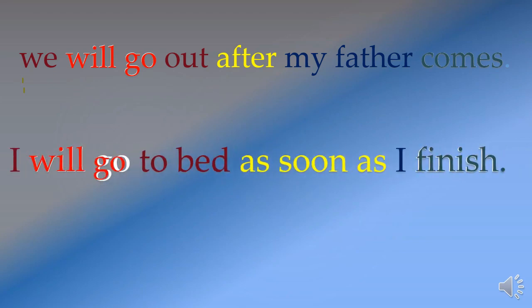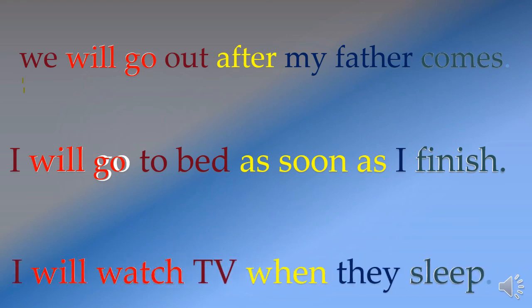We will go out after my father comes. If we change the place of after to the middle of the sentence, after or any time conjunction must be followed by present simple, and the second part must be in the future form. So we will begin with: We will go out after my father comes. I will go to bed as soon as I finish. I will watch TV when they sleep.